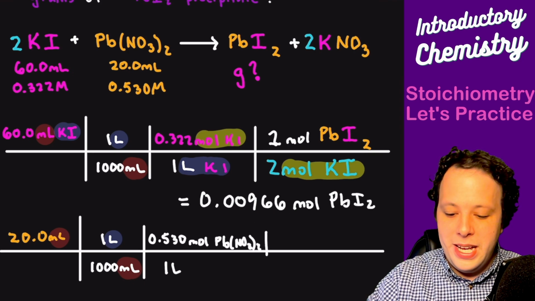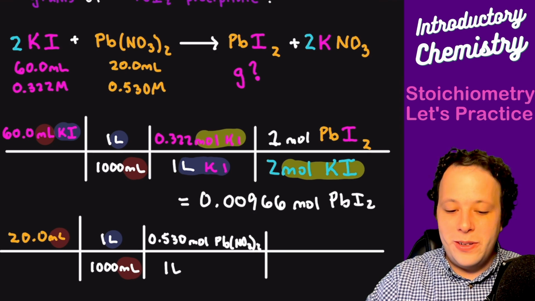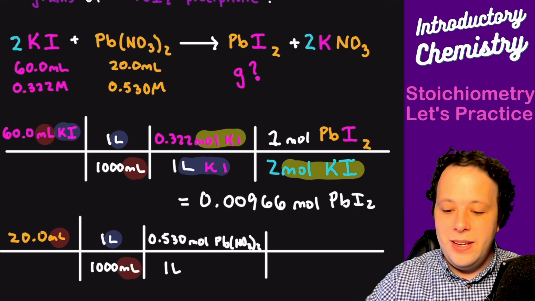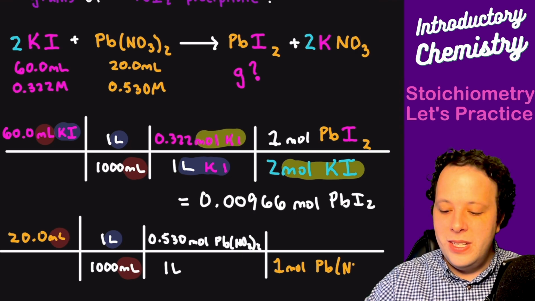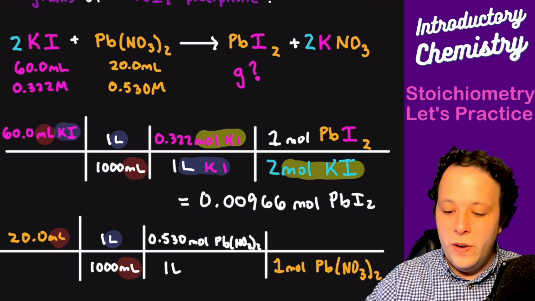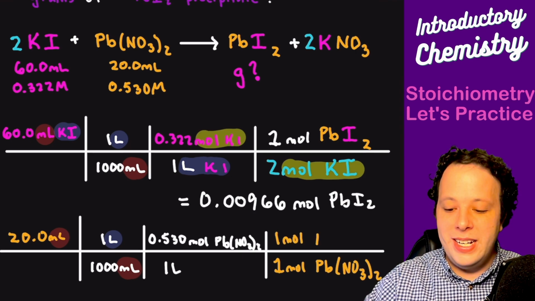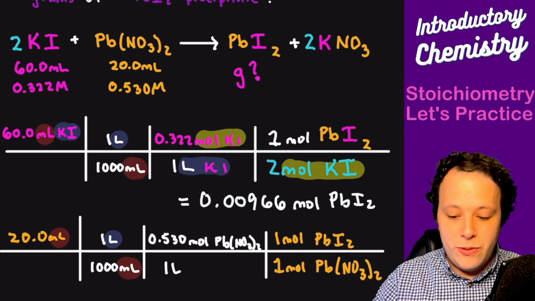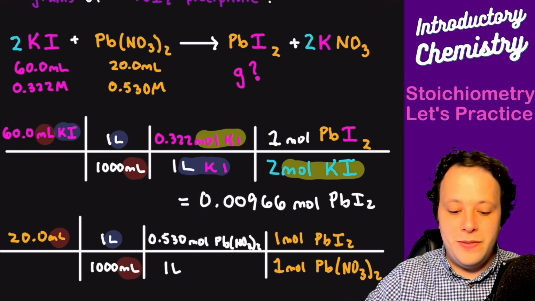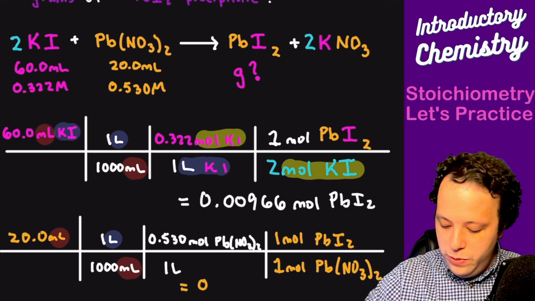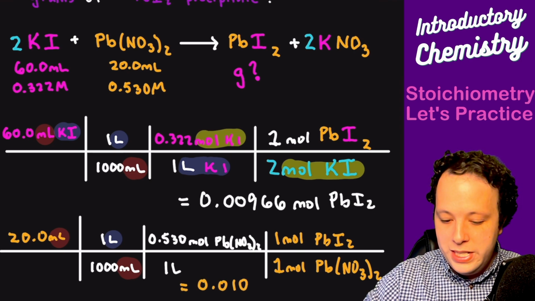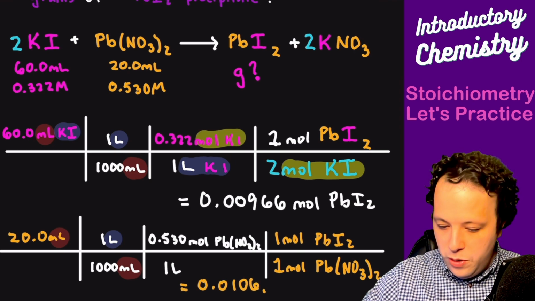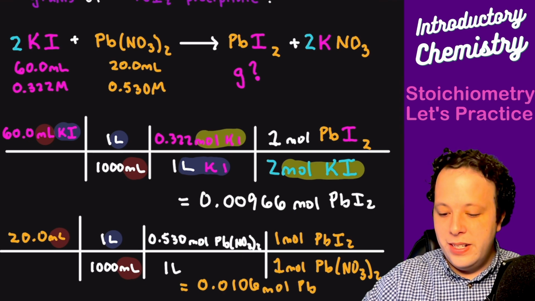Being that we have that, we will now use our chemical equation again to say that, hey, 1 mole of PbNO3 is equivalent to 1 mole of lead iodide. And when we solve this, we'll take 20 times 0.530, divide that by 1,000, and we will get 0.0106 moles of lead iodide.